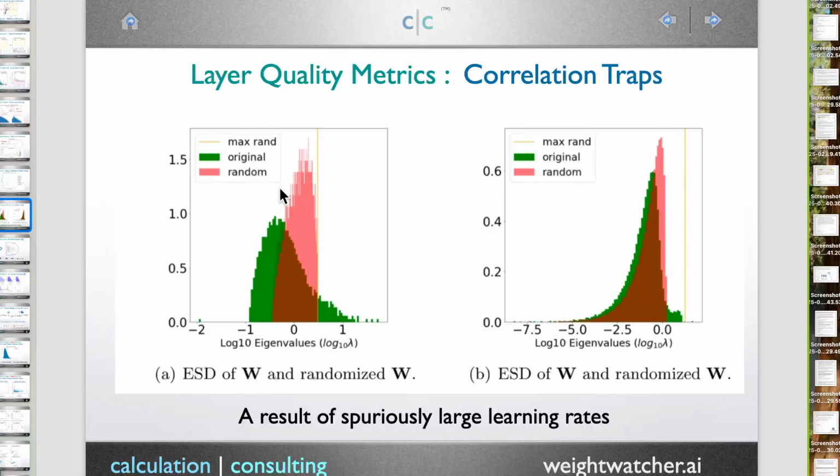The red plot is where I take the weight matrix and randomize it element-wise to pretend it's IID. The weight matrices are obviously not IID. They're learning patterns. If you randomize them and plot, you'll get a nice Marchenko-Pastur plot. This red plot is predicted by theory perfectly.